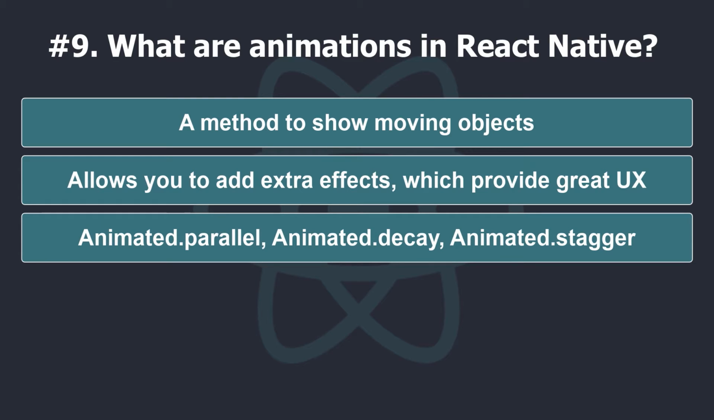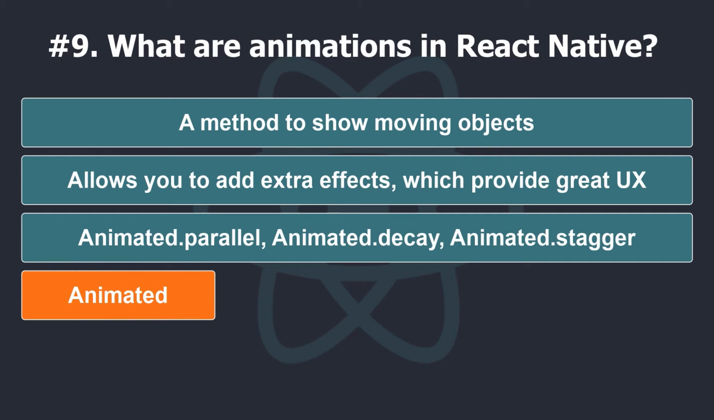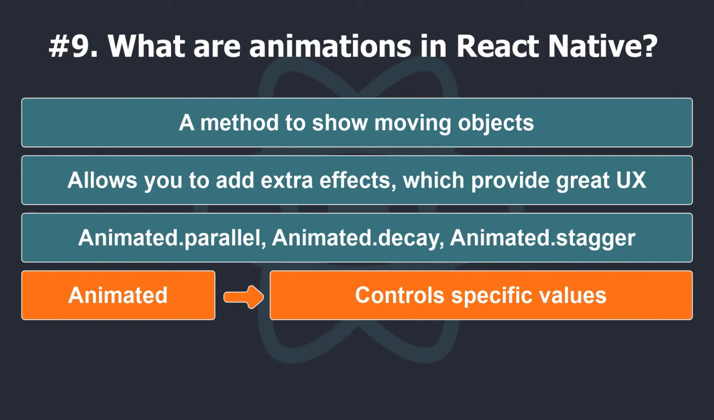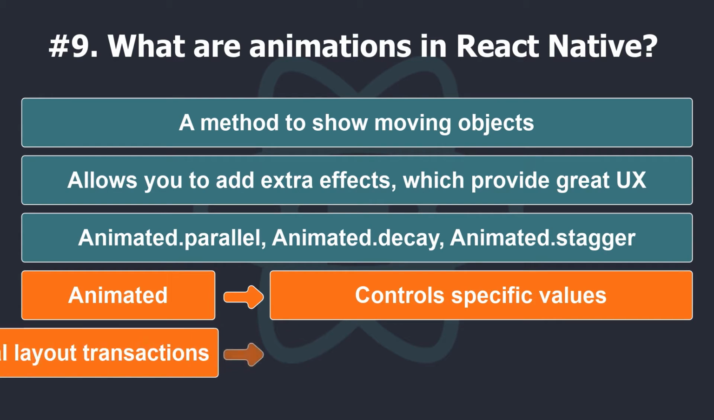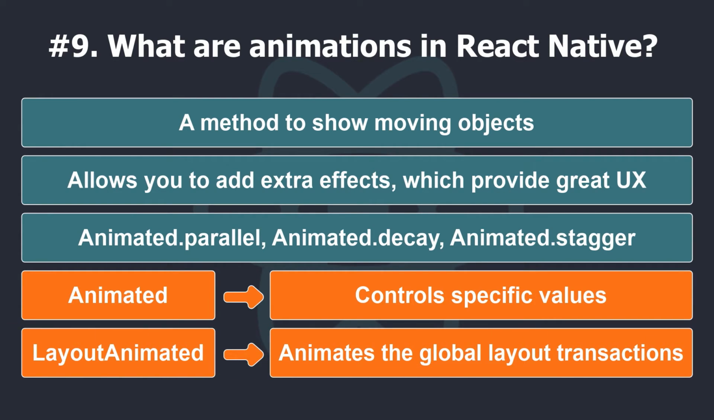React Native has two types of animation, which are given below. Animated: this API is used to control specific values. It has start and stop methods for controlling the time-based animation execution. LayoutAnimated: this API is used to animate the global layout transitions.